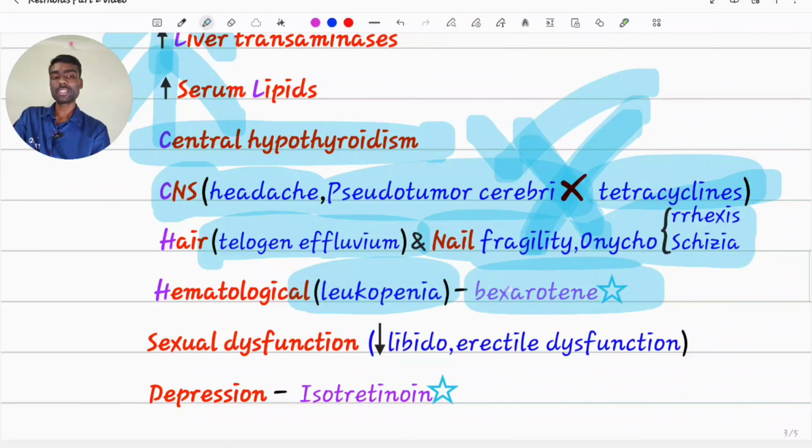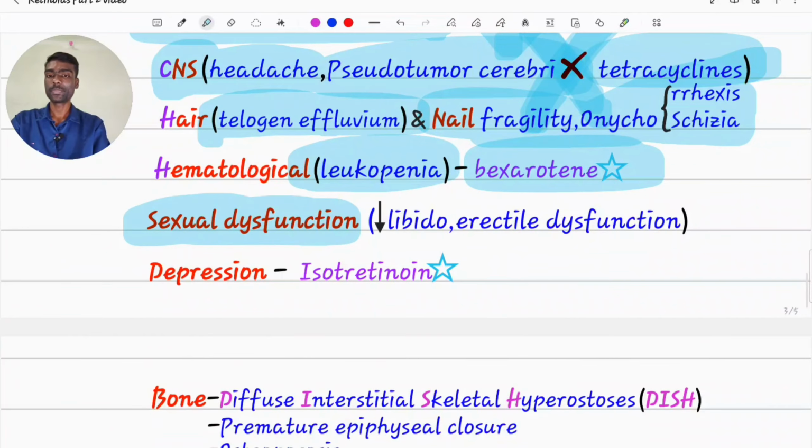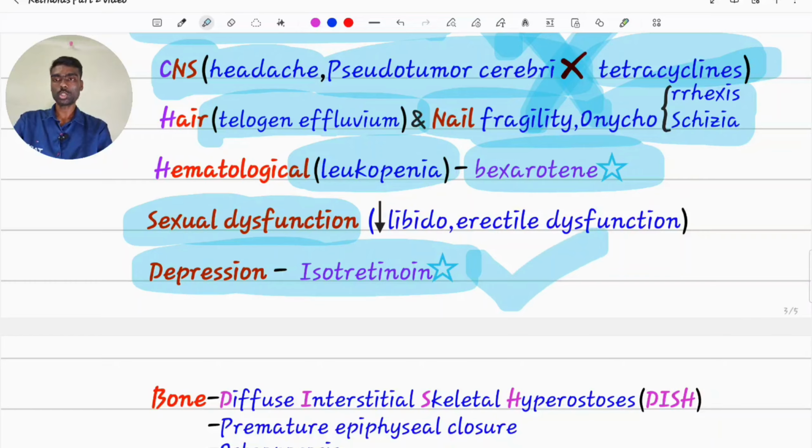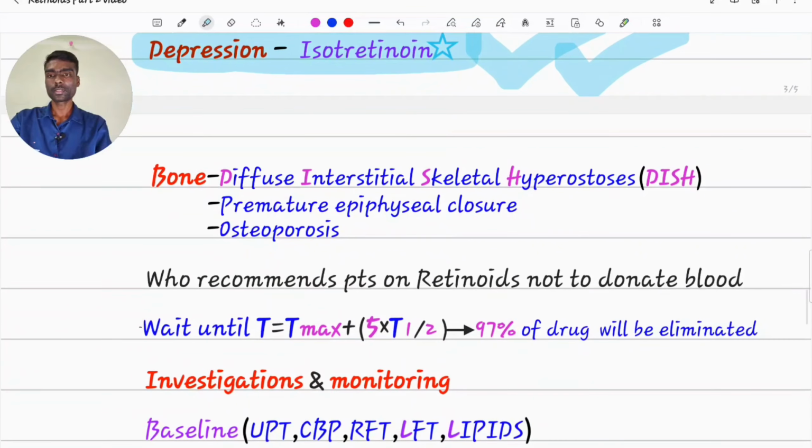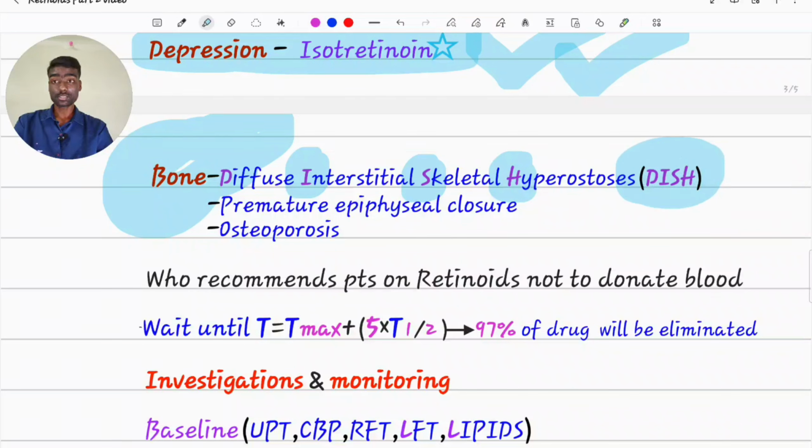Leukopenia, mainly with Isotretinoin. Sexual dysfunction like reduced libido, erectile dysfunction. Depression, mainly with Isotretinoin. Isotretinoin will treat nodulocystic acne. If acne goes, patient's depression also will go away. But with the drug itself, there are some rare cases who have had suicidal ideations and depression. Bone: diffuse idiopathic skeletal hyperostosis, DISH. We all must have known about this DISH during our NEET PG preparation itself. Along with that, premature epiphyseal closure, osteoporosis, that is reduced bone mineral density.